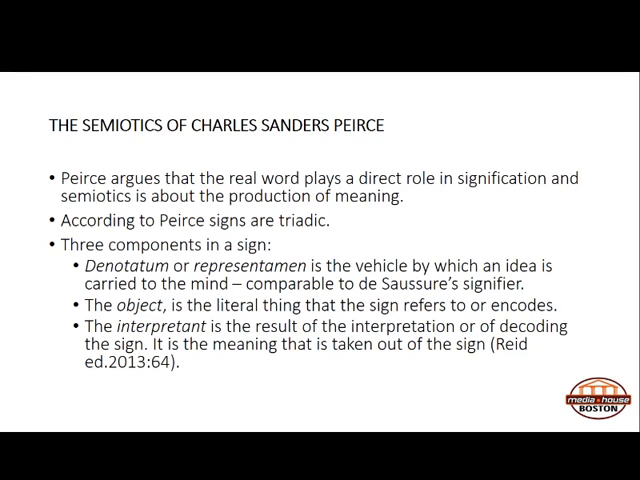So Charles Sanders Peirce was another theoretician that looked at signs and semiotics, and he took it one step further. He took a look at de Saussure's work, and he said, well, actually, I think that signs are triadic. Okay, not dyadic, two, but triadic. In other words, three parts, three components, three elements in a sign. And he called them the denotatum, or the representamen, the object, and the interpretant.